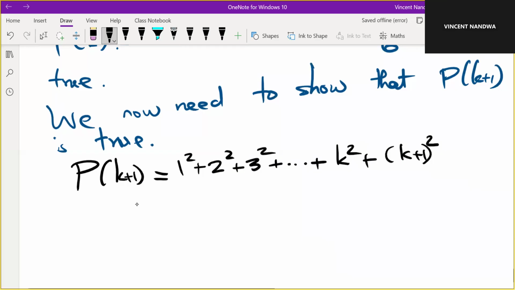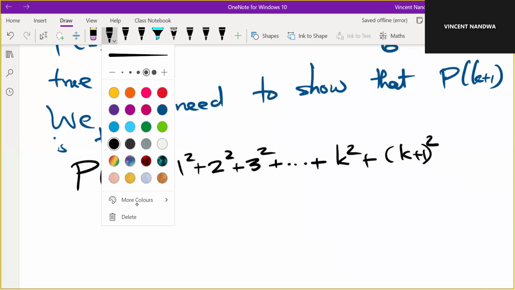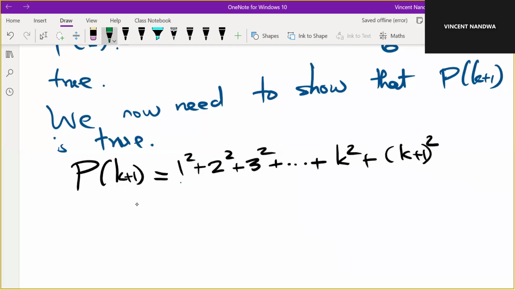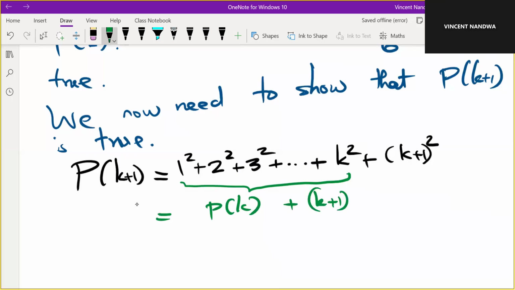So no, you don't say equals to; you now reduce it to get what you want. When you are doing this inductive step, you have to be very careful. You don't write the final answer. You need to reduce it so that you get the final expression to agree with the same way P of k is. So from this, P of k, we have plus k plus 1 squared.